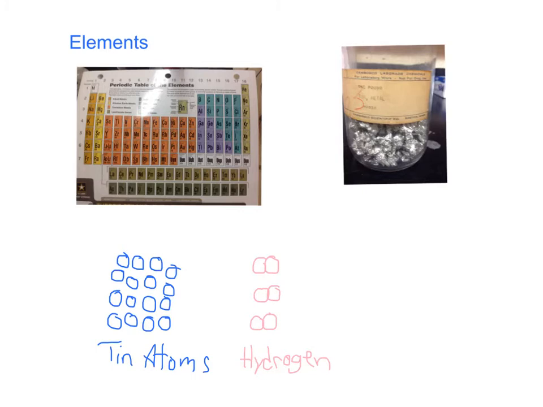So to make it so we're not always drawing little random circles to represent things, we have a shorthand. If I want to represent atoms of the element tin, I'm just going to write tin's chemical symbol, Sn. That could represent a sample of tin, or it could represent a single tin atom.